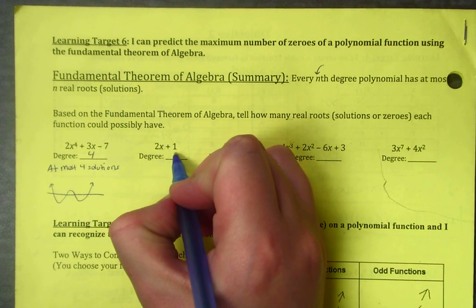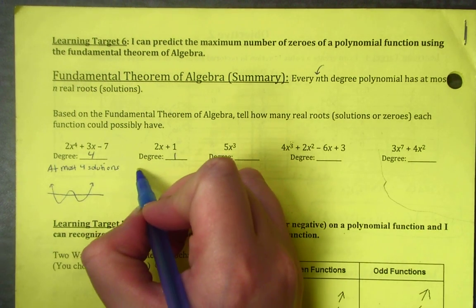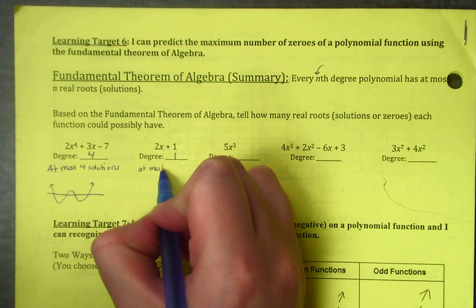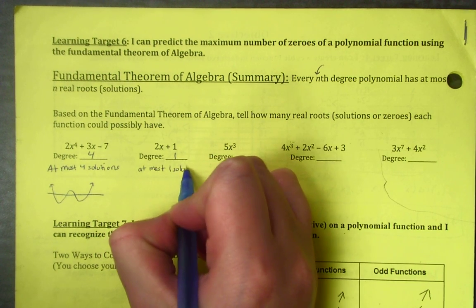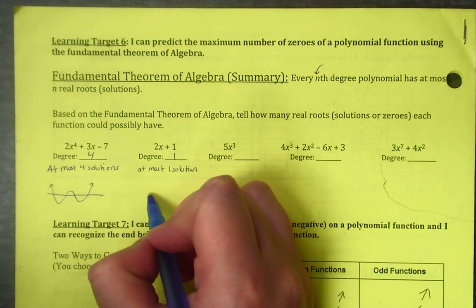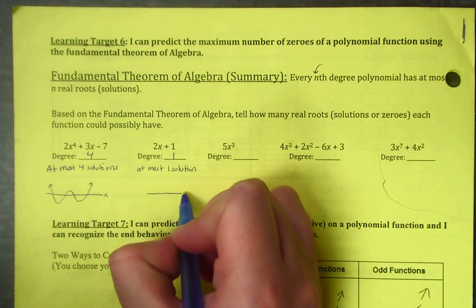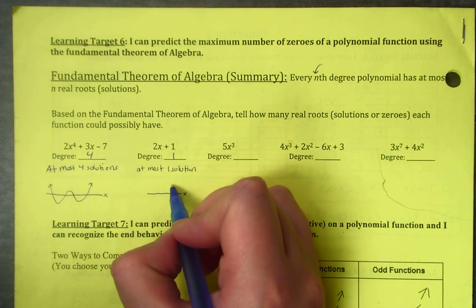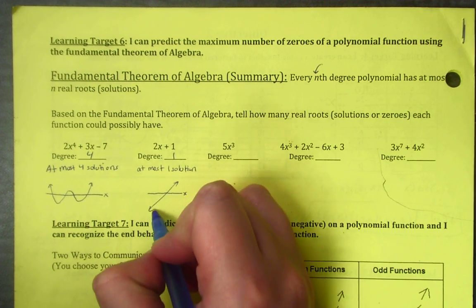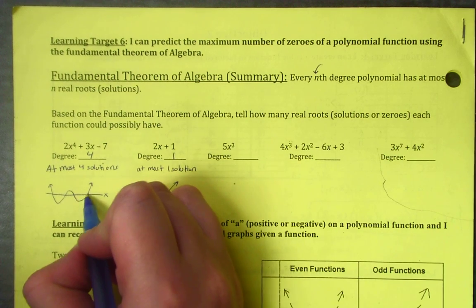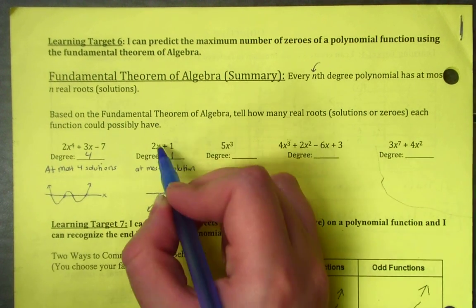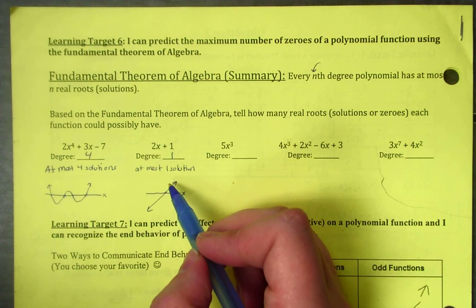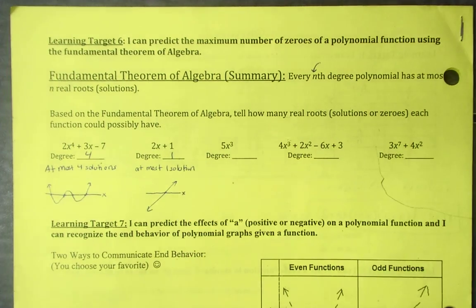This one has a degree of 1. So it's going to have, at most, 1 solution. And if you think about what the x-intercept is, here's the x-intercept. That's just going to be a line right there. There's our 1 solution. Because it has a degree of 1, this function just goes in one direction. It never changes to a different direction.